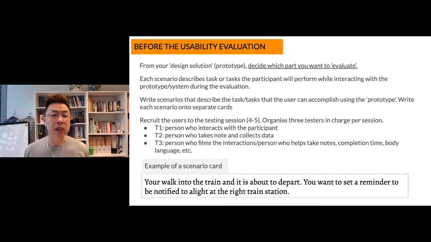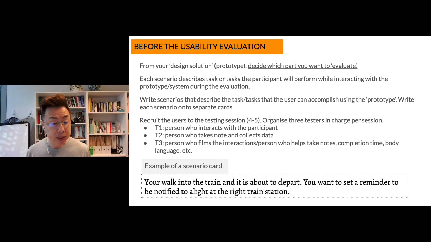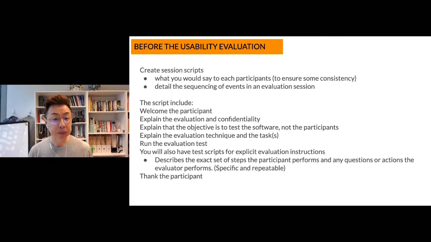So what are these different scenarios that you want to write and what do they look like? Well, the scenarios should be very, very simple. It should be about the task that the user wants to perform with your prototype itself. So for instance, you walk into the train and it's about to depart. You want to set a reminder to be notified to alight at the right train station. So that's just one scenario that you will write onto a card, and hopefully your prototype has screens that allow your users to be able to do that, and you'll give the user that card.